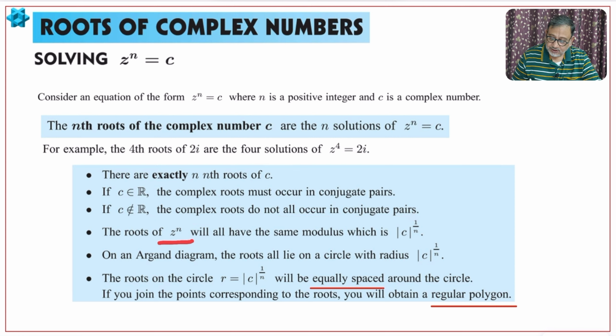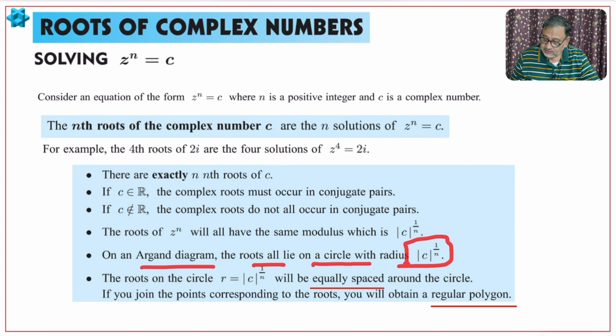The roots of z to the power n will all have the same modulus, which is modulus of c to the power 1 by n, or the nth root of the modulus of c. On an Argand diagram, the roots will lie on a circle with radius modulus of c to the power 1 by n, with center at the origin. All the roots will lie on that circle, and those roots are equally spaced around the circle.